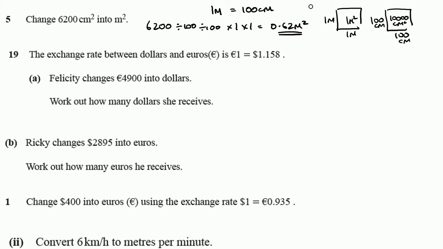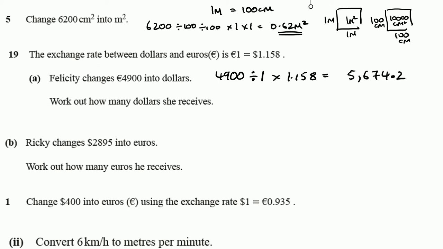So here we actually have the easiest question we've seen so far. The exchange rate between dollars and euros is 1 euro is $1.158. Felicity changes 4,900 euros into dollars, and we want to know how many dollars she receives. So my 4,900 euros, to get away from euros, I divide by the euros number. To get to the dollars, I multiply by the dollars number. And let's see what that comes out as. That's getting me 5,674.2.